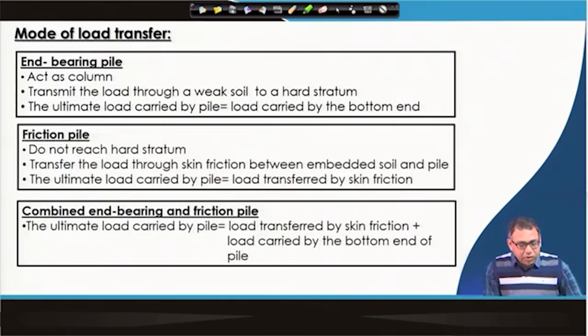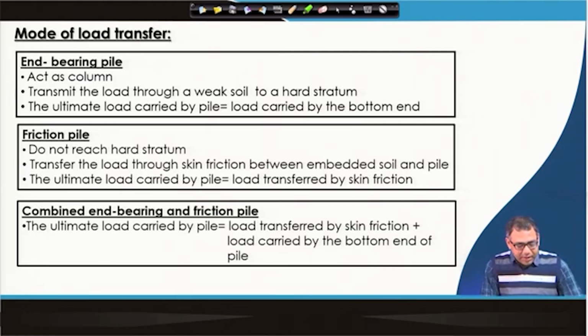Then mode of load transfer, as I discussed, there is end bearing pile and the friction pile, and there can be a combination of these two. That means, some portion of the resistance the pile is getting from the tip and some portion it is getting from the friction. So, for end bearing pile, it transmits the load through weak soil to a hard stratum, and the ultimate load carrying capacity of the pile is equal to the resistance that the pile is getting from the bottom.